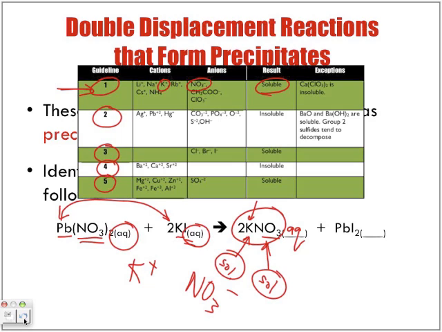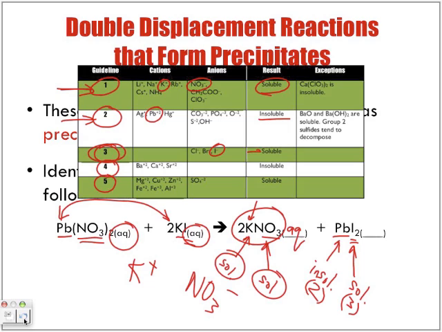Let's look at the next one. Pb and iodine. So, let's look for Pb. Here's Pb. So Pb says we're insoluble. Iodide is right here, and it says it's soluble. So now we have one that's soluble, one that's insoluble. The next thing to look for is the guideline. So lead belongs to guideline number 2. And iodide belongs here to guideline number 3.